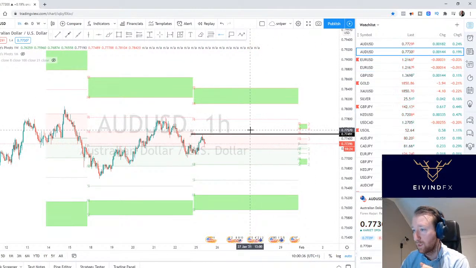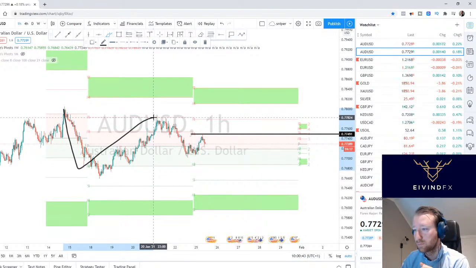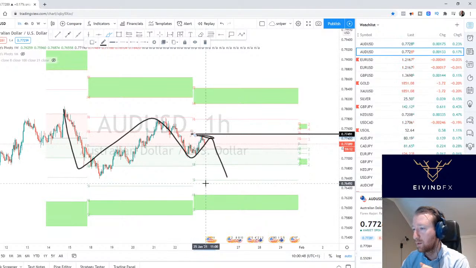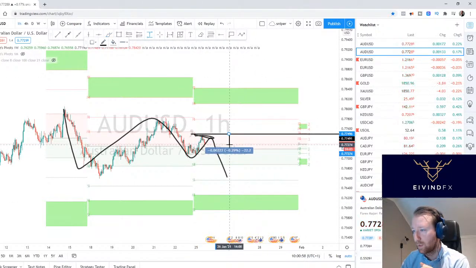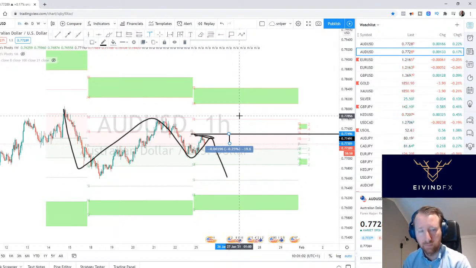Now we're falling again. So that would be a perfect entry on Australian dollar, US dollar, as long as we're still below this price. We are down from that price, we are 20 pips in now. Sounds amazing to me. So it seems like things are falling.